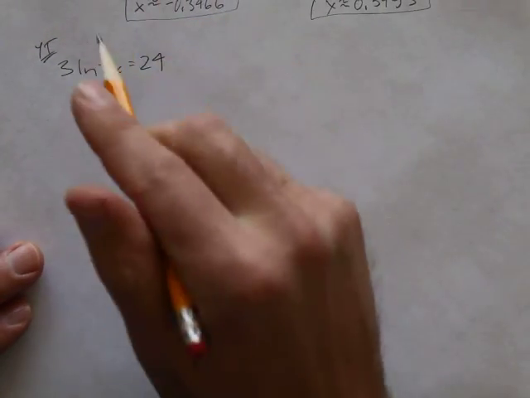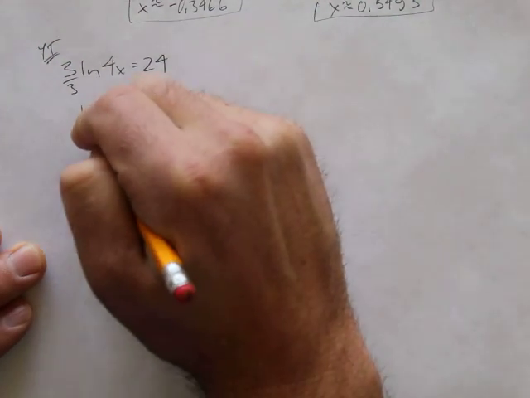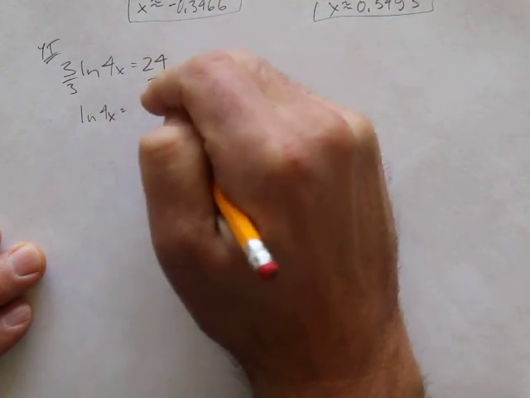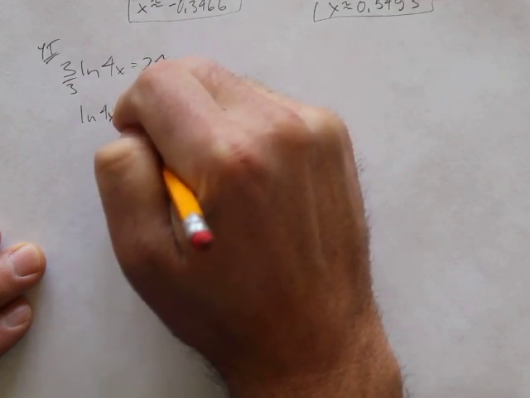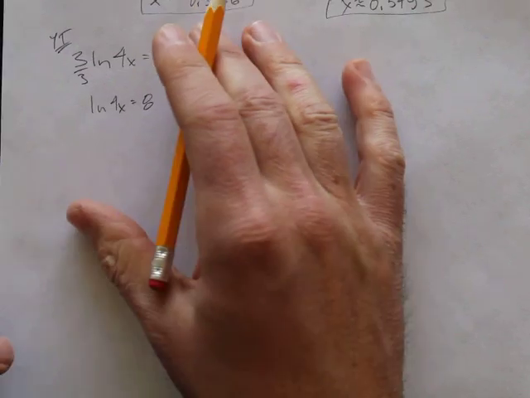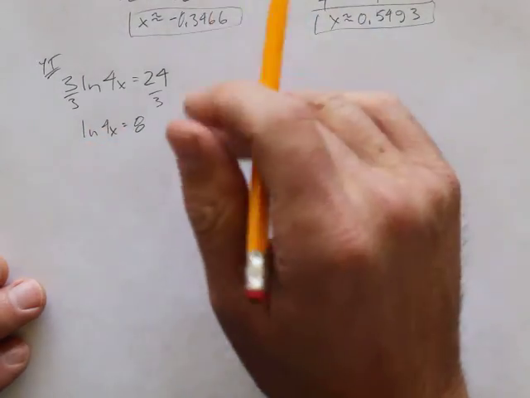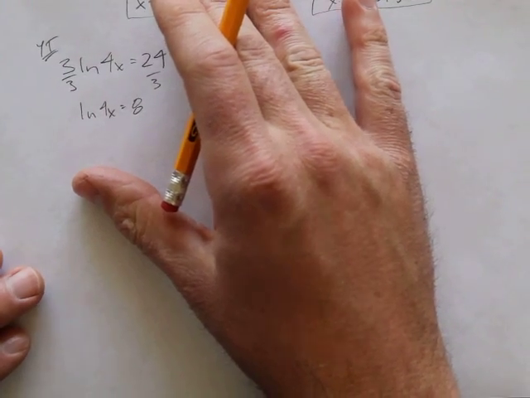All right, let's see how you did with this one. We're going to divide by 3 first. Natural log of 4x equals 24 divided by 3, which is 8. Now, here's the part that we haven't done yet. That's kind of tricky, but we can do it. I made a little foreshadowing, I don't know, hint.